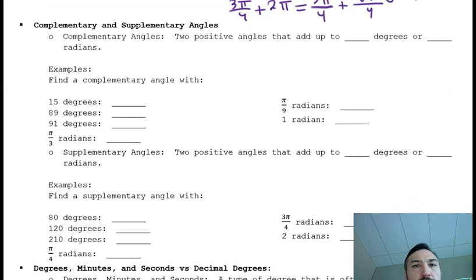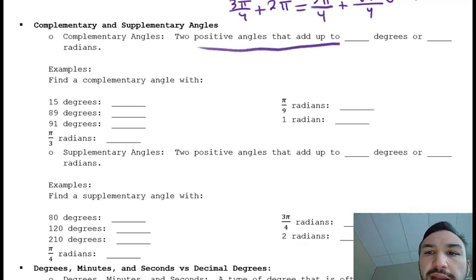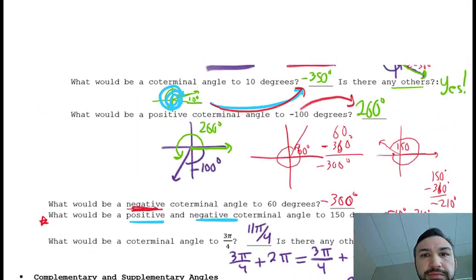Alright, moving on to complementary and supplementary angles. So these two terms should be familiar to you from your geometry courses. I'd also make sure that you are familiar with those terms for the ACT. So complementary angles is when you have two positive angles that add up to 90 degrees, and 90 degrees is the same thing as pi over 2 radians.